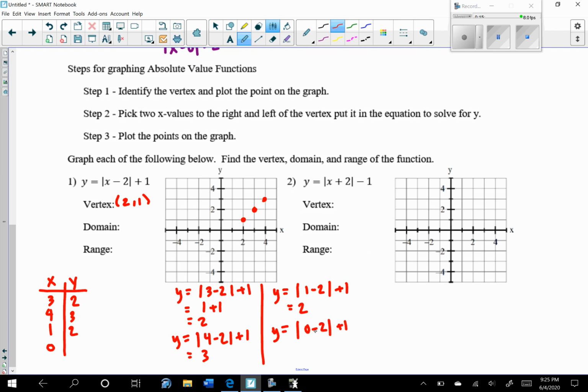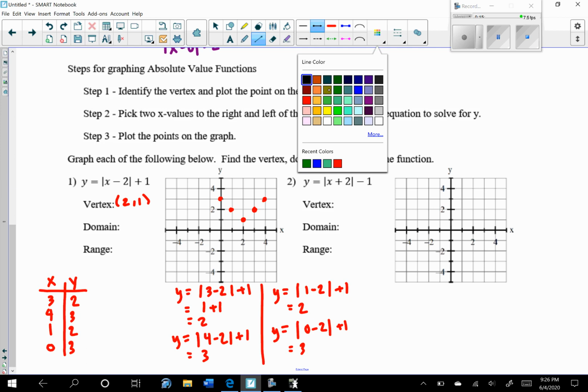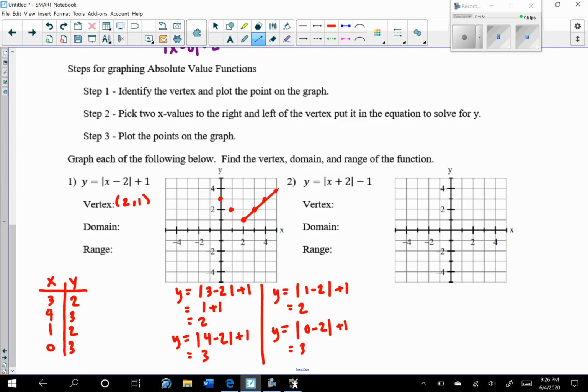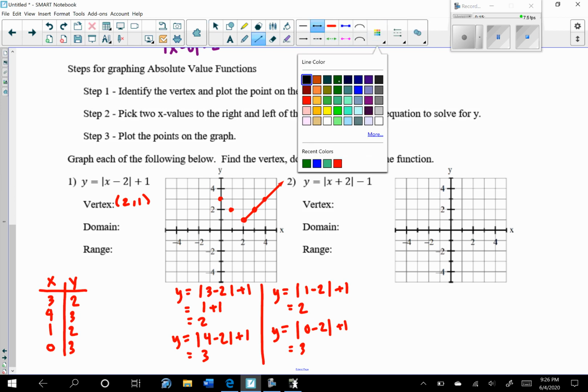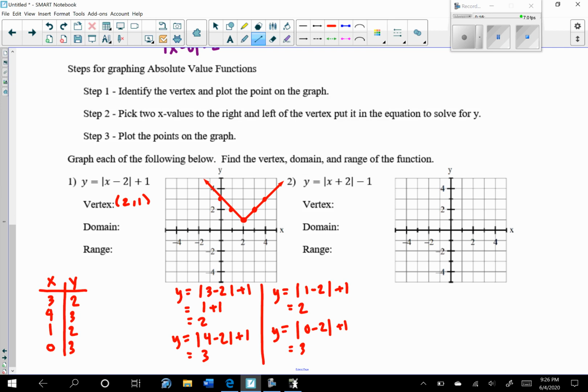So this gives us negative 2 inside the absolute value bars. The absolute value of that is 2. 2 plus 1 is equal to 3. So we have 1, 2, and 0, 3. And notice that it made that V shape, so we know that we did this correctly and we found the correct vertex. So then you want to go ahead and use your ruler to connect those points. And always go the full length of your graph paper. And so now we have our absolute value graph.